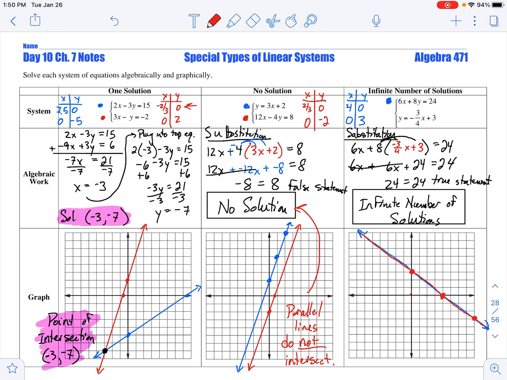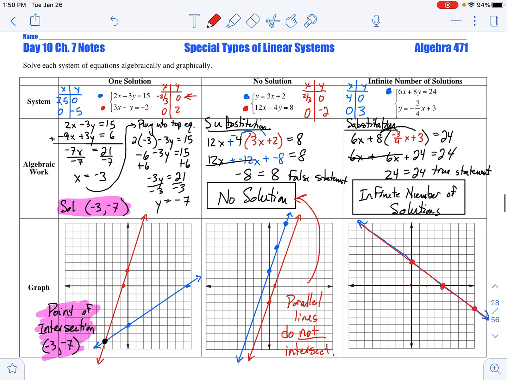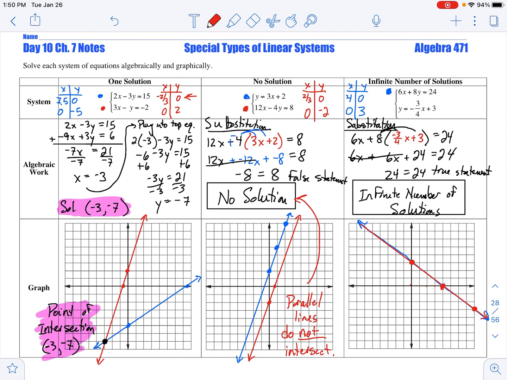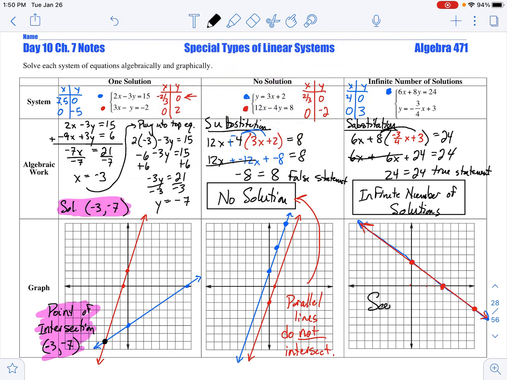So the question is, where does the red line intersect the blue line? The red line is going to intersect the blue line everywhere on that line. And what we get here is a situation where we are looking at the same line. All right, same, a little bit neater. But we get the same line. And what that means is that any point that is on that line would be a solution, which is why there are so many solutions.